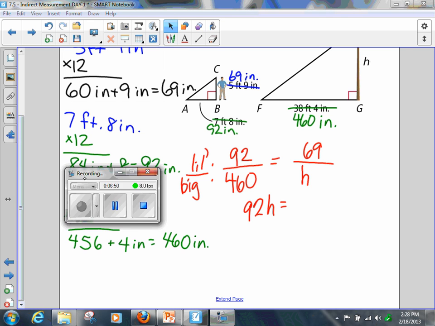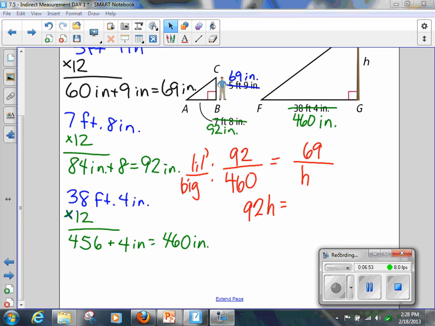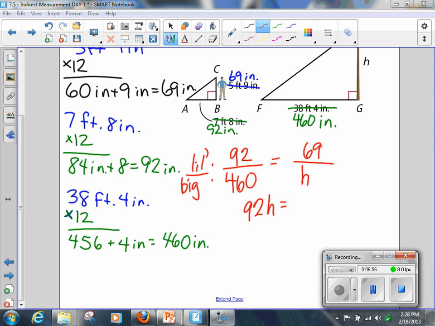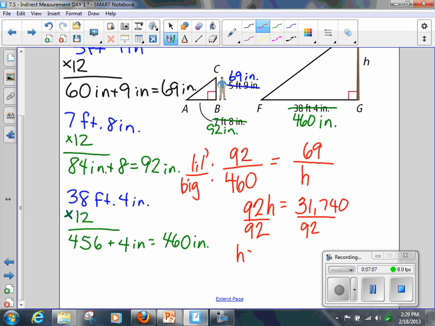Your final answer that you get will be in inches. All right, what is 460 times 69? 31,740. Is that what you said? Okay. Divide both sides by 92. And how many? 345 what? Inches. Now, is that acceptable? That is acceptable because it is correct. However, if I were to change this back into feet, it would be a better answer. Okay?